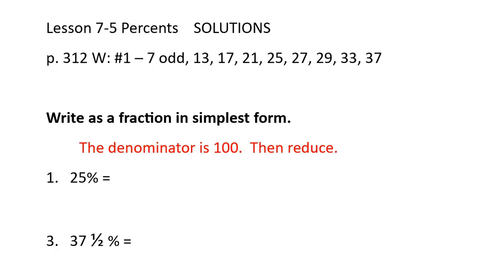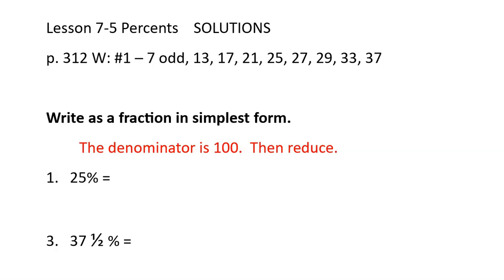This video has the answers to lesson 7-5 about percents. The first few questions we are asked to write as a fraction in simplest form. The method is to understand that any percent is a fraction with a denominator of 100.